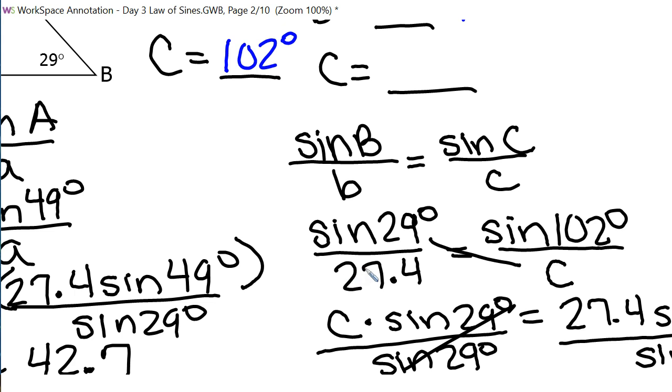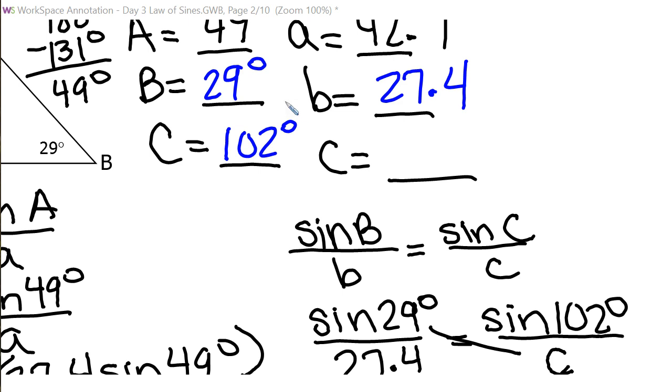What did you get? 55.3. 55.3. Do we agree? Remember, put the numerator in parentheses. Do we agree with 55.3? Okay. The side of C is 55.3.